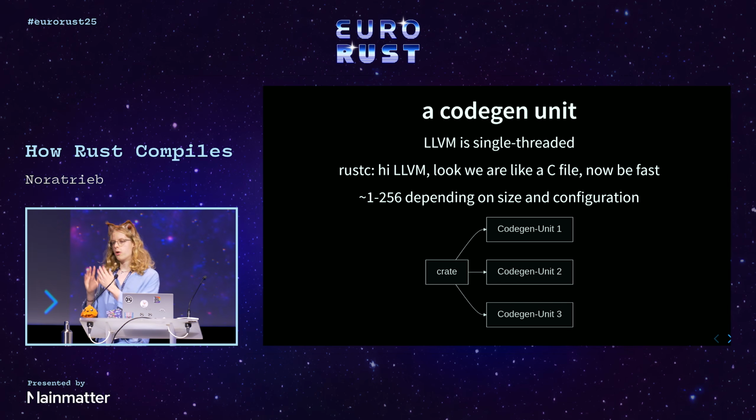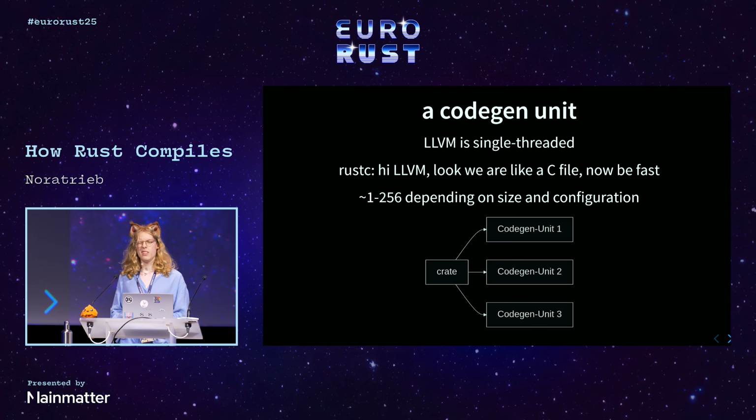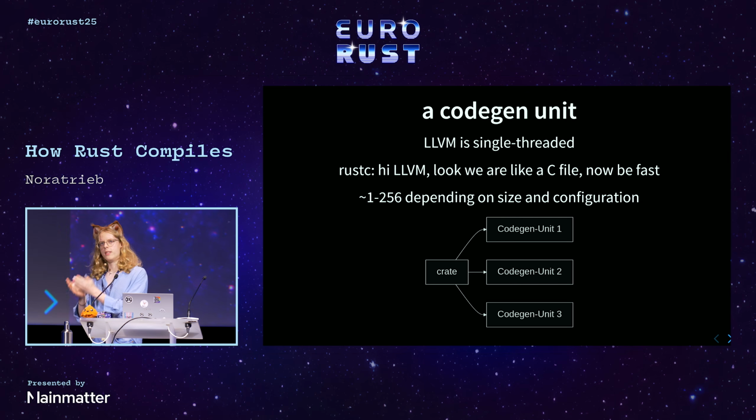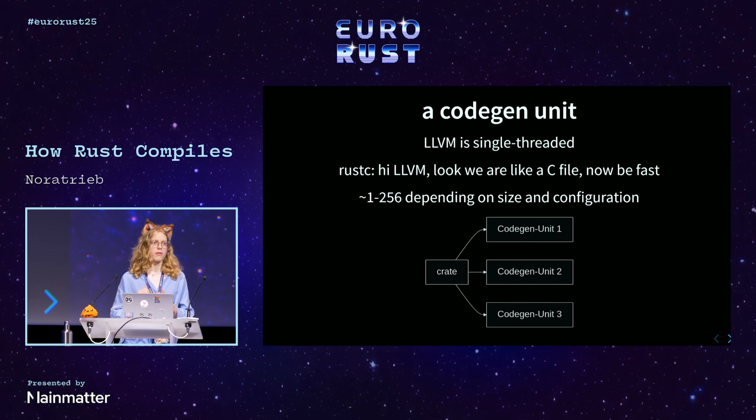That's why Rust invented Codegen units. You have one crate, which then in the backend gets split up into many different Codegen units. And each Codegen unit is fed to LLVM individually and can therefore be compiled in parallel. There are about 1 to 256 Codegen units per crate, depending on the size of the crate, but also the configuration. Like with incremental builds, you have more for reasons.